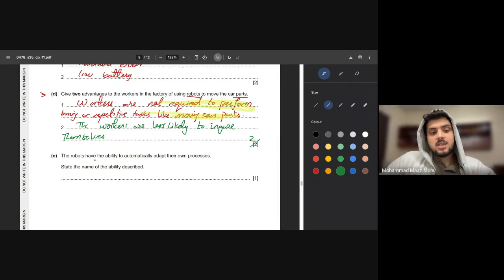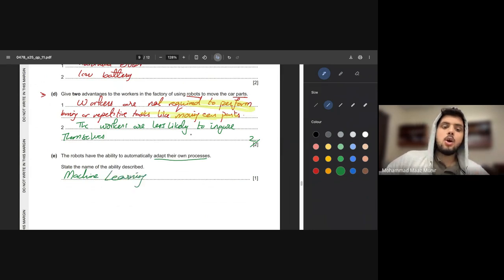And then part E says that the robots have the ability to automatically adapt their own processes. State the name of the ability that has been described. So the answer to this is, yes Moiz, you're 100% correct. It's machine learning. So machine learning is basically an ability of a device or a specific robot that it can automatically learn from the processes it's going through, and then analyze it and bring it into action for the upcoming decisions.